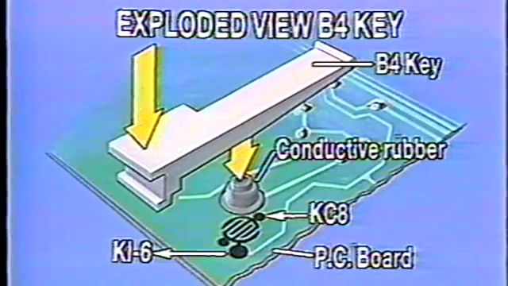Actual key construction is as shown here. A part called the key contact rubber is located beneath each key. This part contains conductive rubber, so, when a key is pressed, the key presses against the key contact rubber and short-circuits the contacts on the key PC board. The KC signals are fed to one side of these contacts, while the other side is connected to the KI terminals of the CPU.